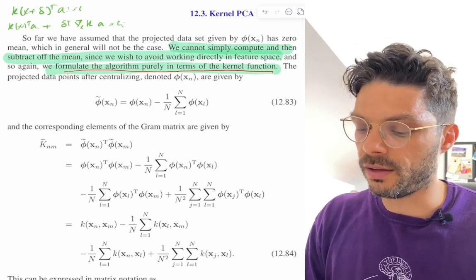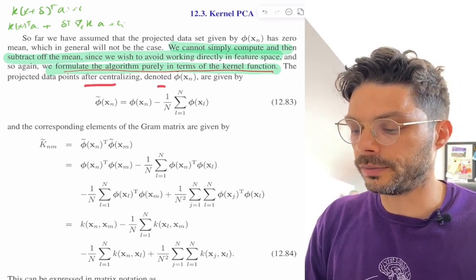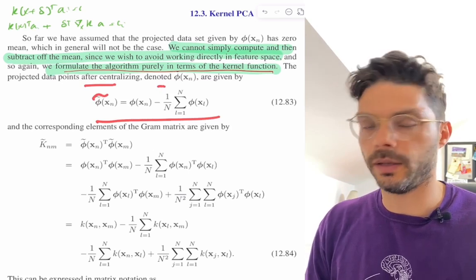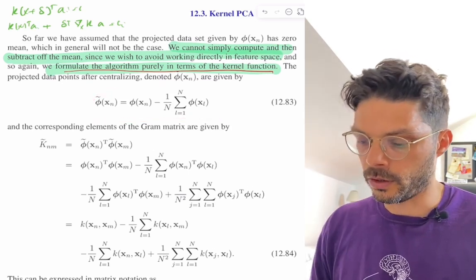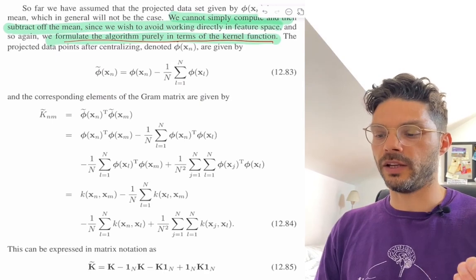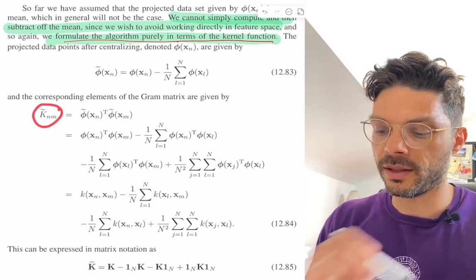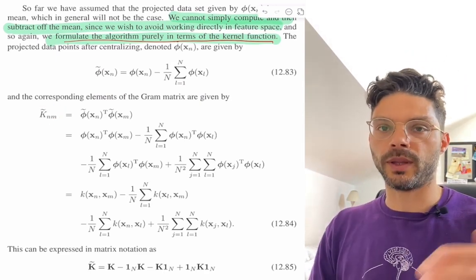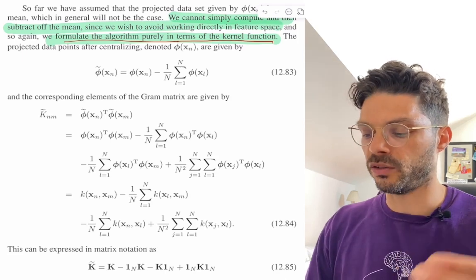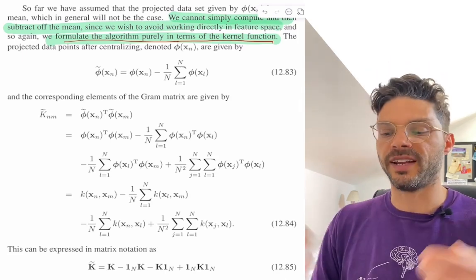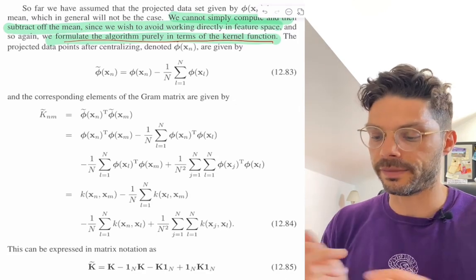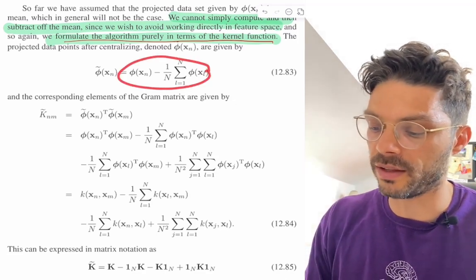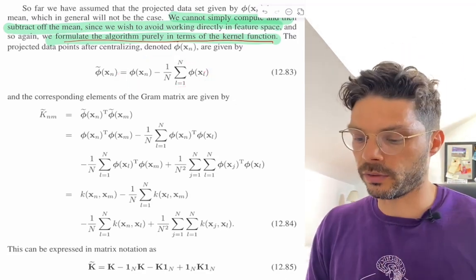The projected data points after centralizing are given by this. The tilde is going to mean centralized. So all we do is write this out in terms of the kernel of the one we want to work with, where the data is already centered, and we want to express it in terms of the kernels of the data that we already have. So we just write this out and then collect terms. That's all there is to it.